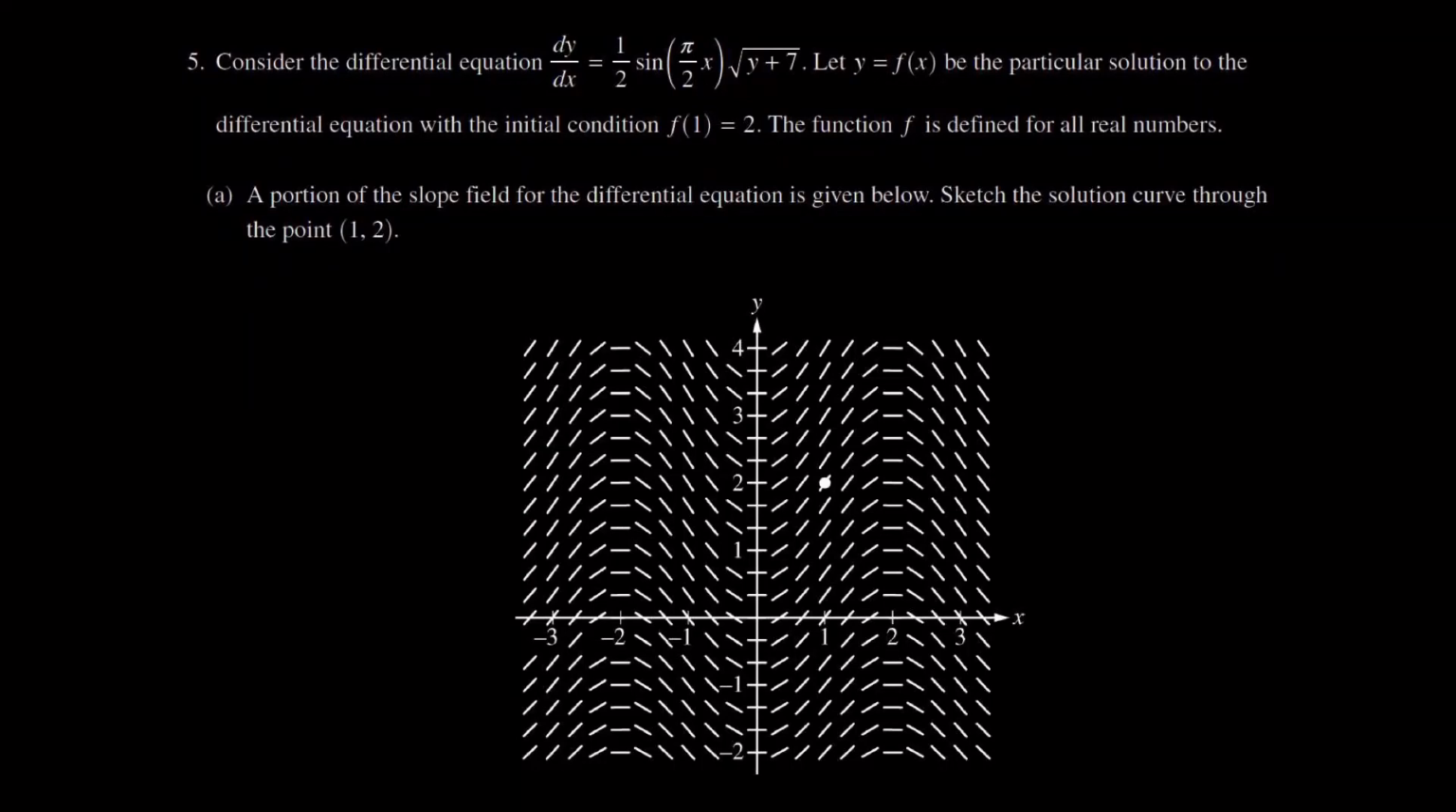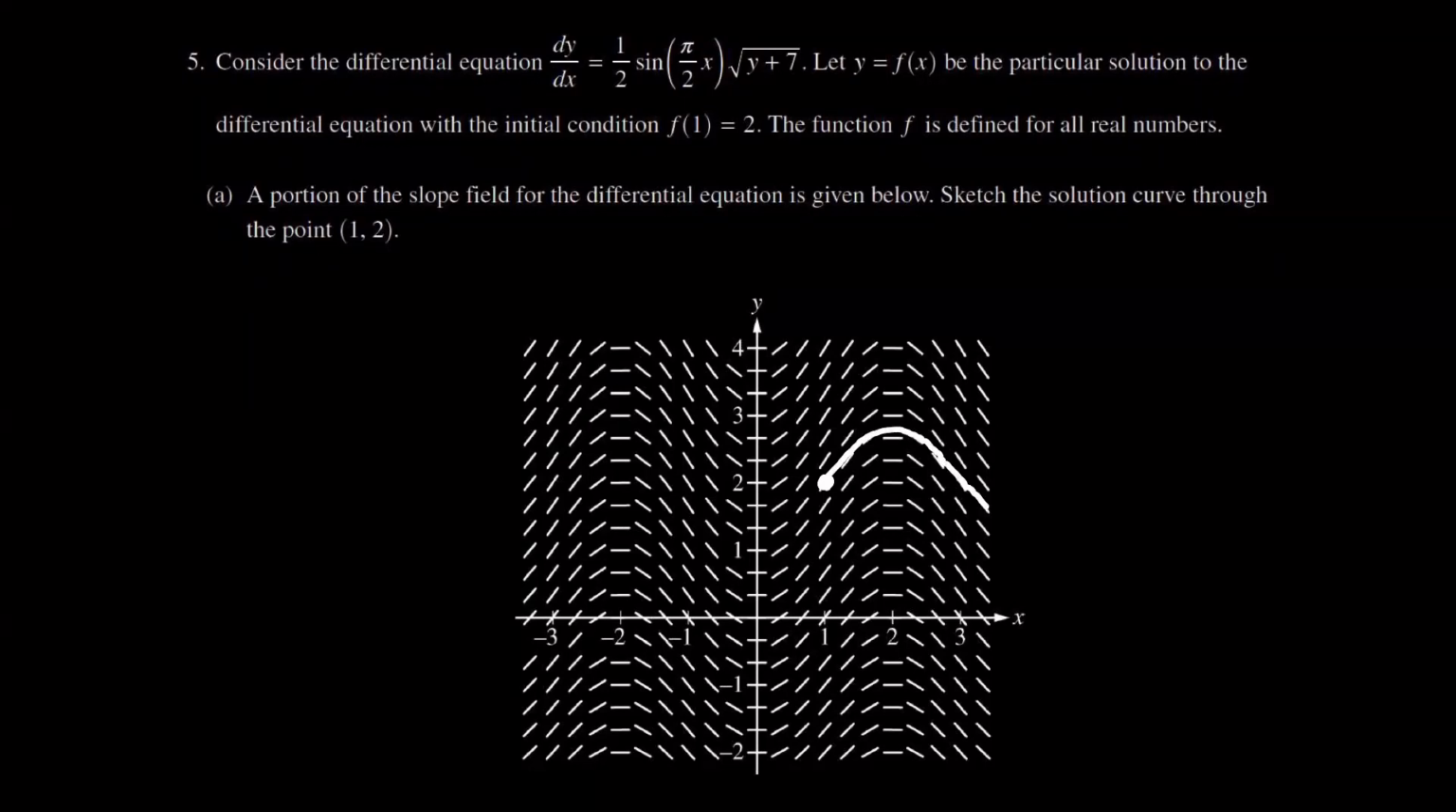And the first question is, we are given a portion of a slope field here in this chart for the differential equation. And then we need to sketch the solution curve through the point 1, 2, and the point is given here for us. And so how do we sketch that solution? We start with the point 1, 2, and then we go along the slope field so that the line is tangent to the slope field. And so this is how it's here.